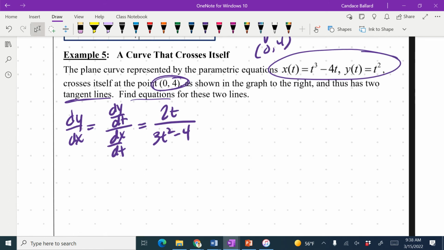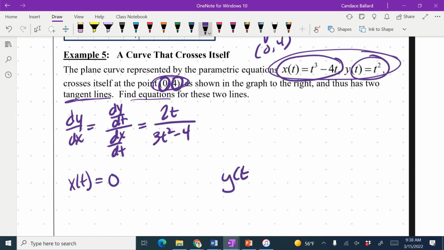So in order to do that, I am going to take my x equation and set it equal to 0, and my y equation and set it equal to 4, okay? So that's going to hopefully get me the things that I need. So x of t equal to 0, and y of t equal to 4, because that's what we know. So x of t is t cubed minus 4t, and y of t is t squared equals 4.